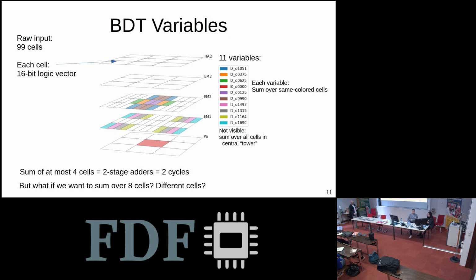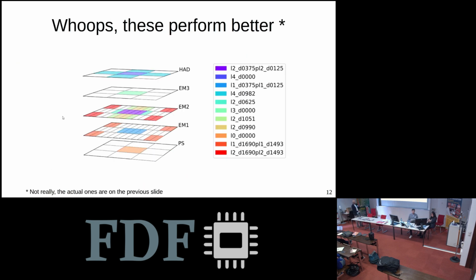So it's 2-stage adders, assuming that the adder accepts 2 inputs and produces an output after 1 clock cycle. So that's 2 cycles to evaluate. But what if we want more elaborate variables? What if the performance studies show that we need better variables, like, for example, these? And this is an actual iteration that we had. For example, these variables, the red ones, those are 8 numbers. So the summation of 8 numbers and not 4, so that's a 3-stage sum.